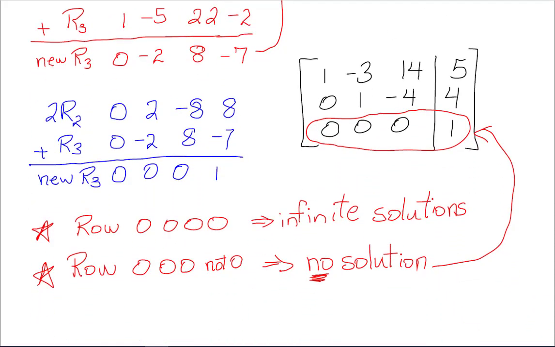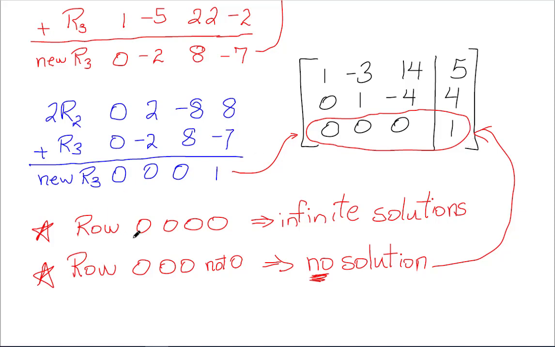Alright, and so I've got 2 times row 2. Here's row 3. I added that up, and then I put in my new row 3. Now I didn't actually need to make a 0 above it because my new row 3 is 0, 0, 0, and something on the right that's not 0.